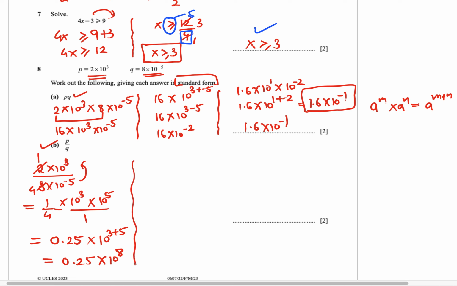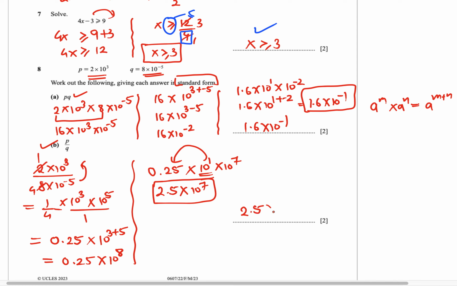So for a simpler version, I will write how to convert it to standard form. Now you take 0.25, and out of that 10 raised to 8, can I write 10 raised to 1 into 10 raised to 7? Yes, I can. So this 10 raised to 1 means 10 only, and if I multiply this 10 to 0.25, it becomes 2.5 into 10 raised to 7. And this is our final answer. So it is going to be 2.5 into 10 raised to 7. Am I correct? Yes, I am correct.